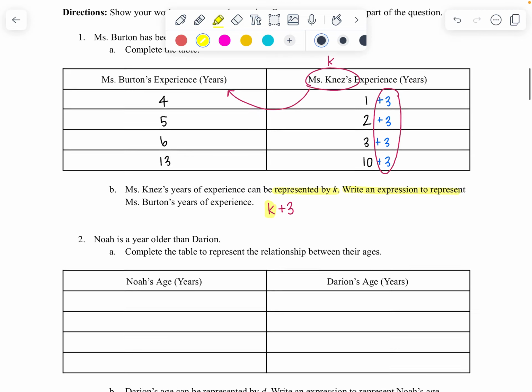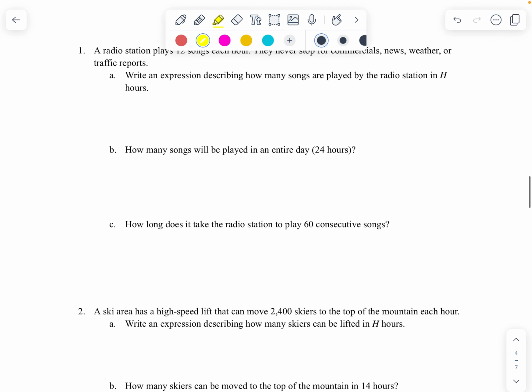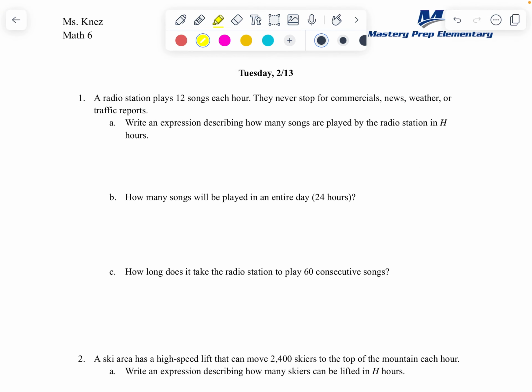Let's take a look at Tuesday's example. On Tuesday's homework, we're working with a similar type of question, except this time we're thinking about relationships involving multiplication and division instead of addition and subtraction.